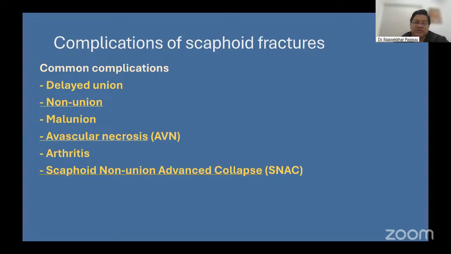So what happens in this advanced collapse? There will be arthritis in the wrist, and then the scaphoid completely collapses, leading to the proximal row collapse.